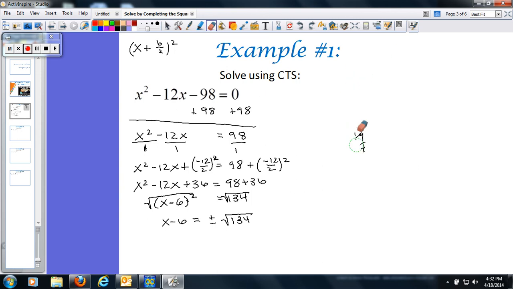And remember, when you're simplifying a radical, that's all you're looking for, perfect squares. So the last thing I have to do is add 6 to both sides, and this gives me x equals 6 plus or minus the square root of 134. Okay? And this is my answer.